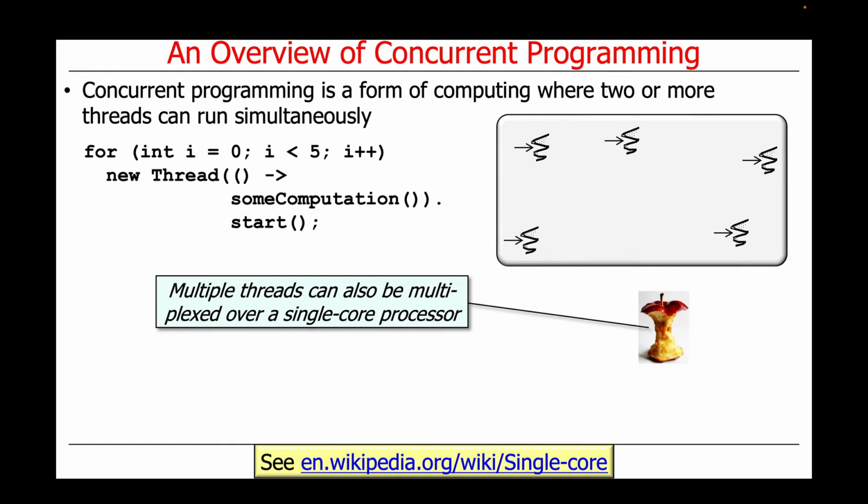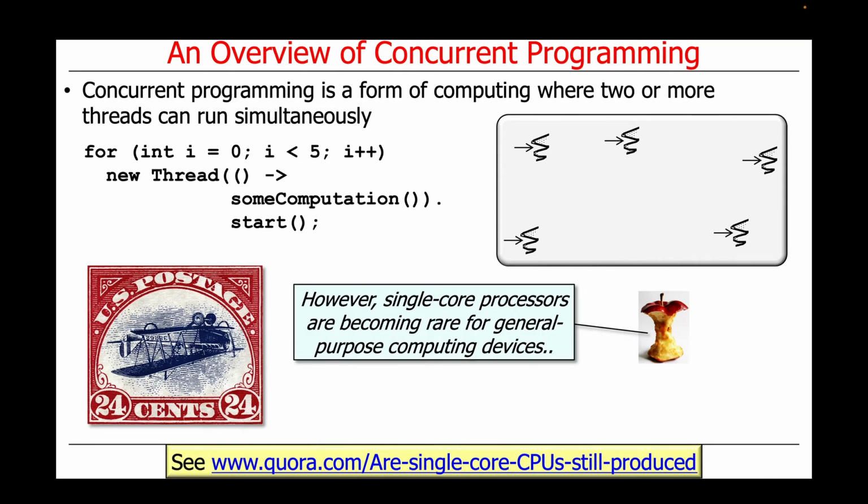So if a thread blocks on I/O and there's other threads available to run, the operating system can kind of park that blocked thread off to the side, preempt it, and then let another thread start to run to continue to use the CPU. So multiple threading and concurrency can be a useful way to speed up performance, even in a single core processor. However, single core processors are becoming very rare for general purpose computing devices.